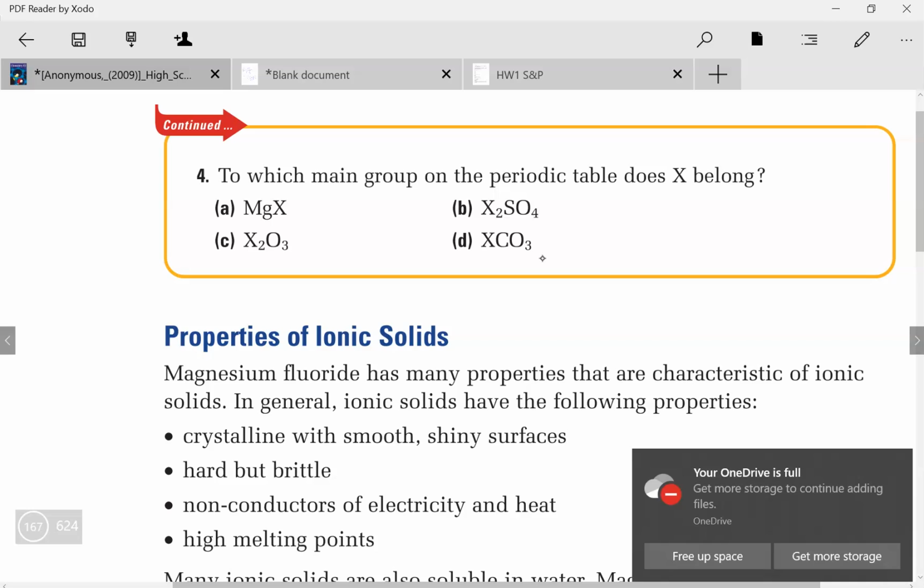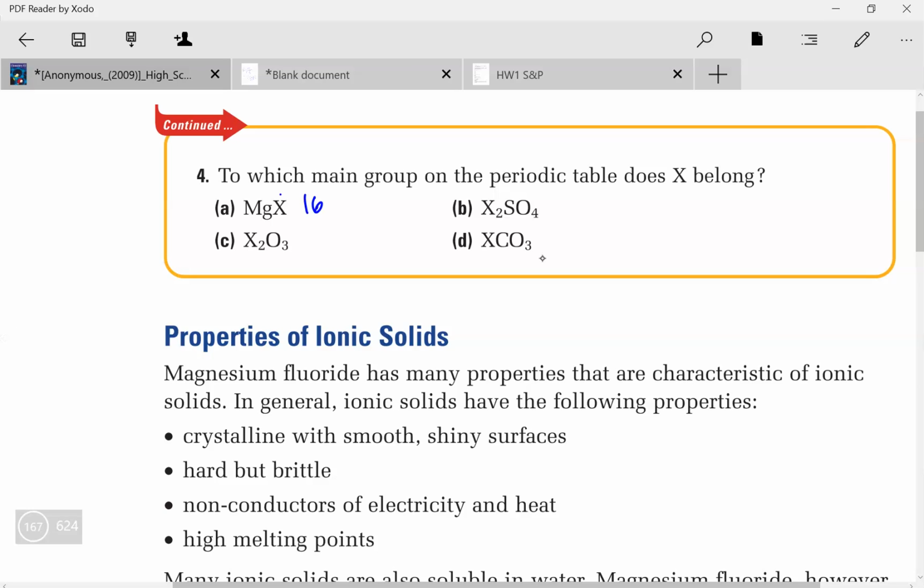So we know MgX, to which main group? X has to be group 16 because that's a 2 minus and magnesium is 2 plus. So when both of them cancel out, they have no subscripts. SO4 is a 2 minus ion. So if it was X2, that means there's nothing around the SO4. That means there's a group 1. So that's just group 1.